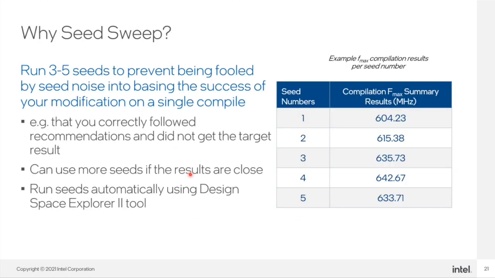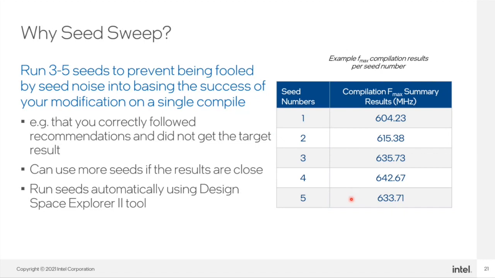Okay, so why run a seed sweep? Here we have an example number of seeds, starting with the default seed number, and this is just an example for purposes of presentation. Let's say your base frequency at seed 1 was 604 megahertz, and doing a seed sweep resulted in a number of different Fmaxes, all of them better than 604. The best one in this example turned out to be seed number 4, at 642. So this is why you'd want to do a seed sweep, to get the performance that you're looking for.